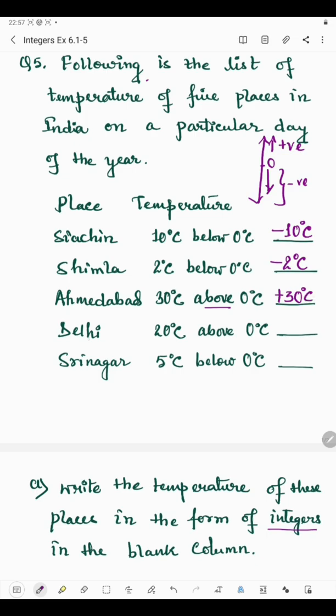Okay. Next, Delhi's temperature is 20 degrees Celsius above 0 degrees Celsius. So above means plus. So here 20 degrees Celsius will be plus 20 degrees Celsius. Okay. This will be a positive integer. Now Srinagar's temperature is 5 degrees Celsius below 0 degrees Celsius. So below is given. So it will be minus 5 degrees Celsius.